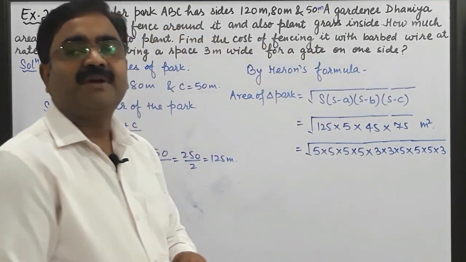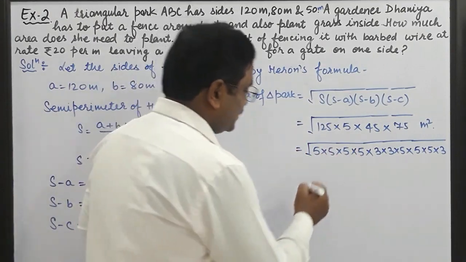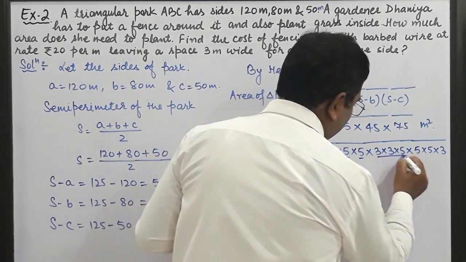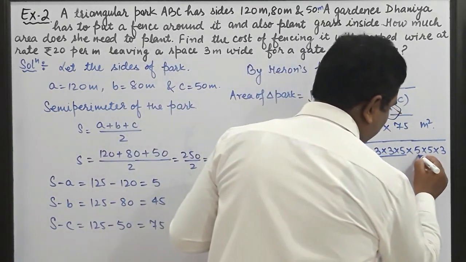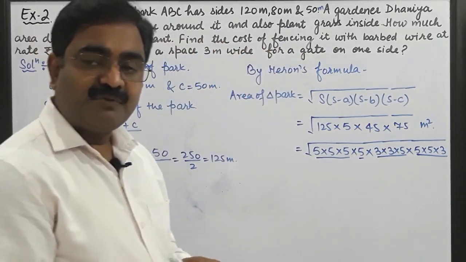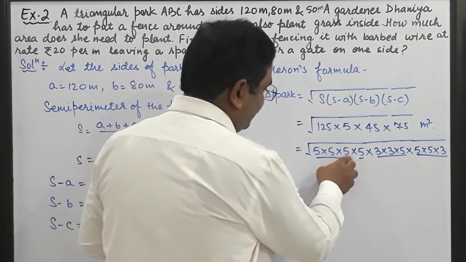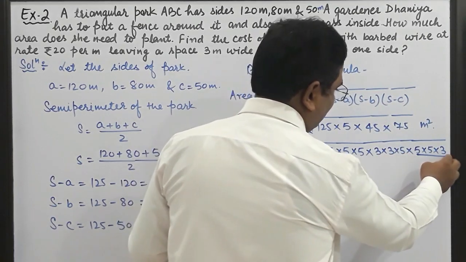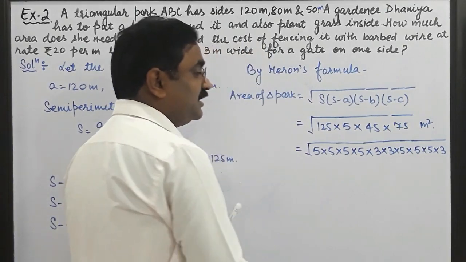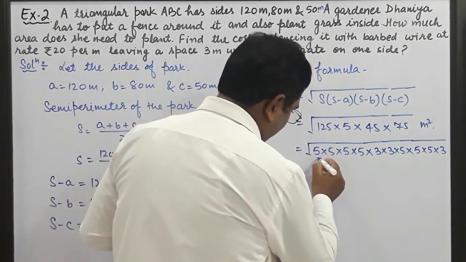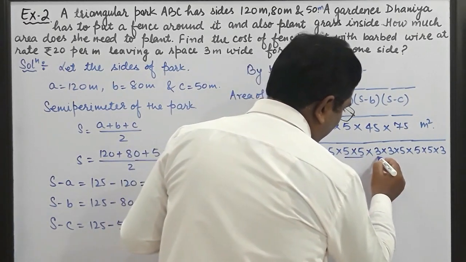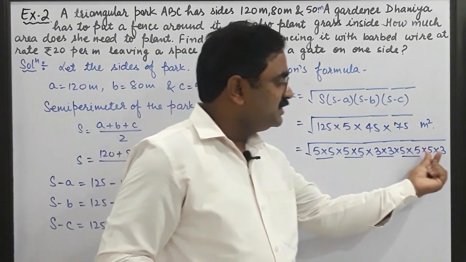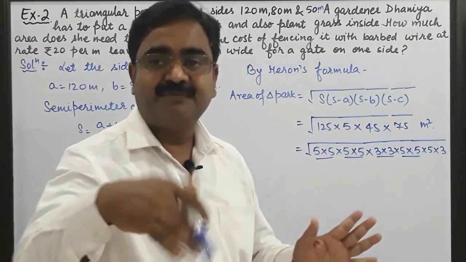So we have prime factorized all these numbers: this is the prime factorization of 125, this is 45, 3 3s are 9, 5 9s are 45, and this is 75. Clear? Now we have to make pairs of the numbers so we can get the square root easily. The first pair is of 5, the second pair of 5, the third pair is of 3, the fourth pair is also of 5, and the remaining 5 and 3 do not get any pair, right?